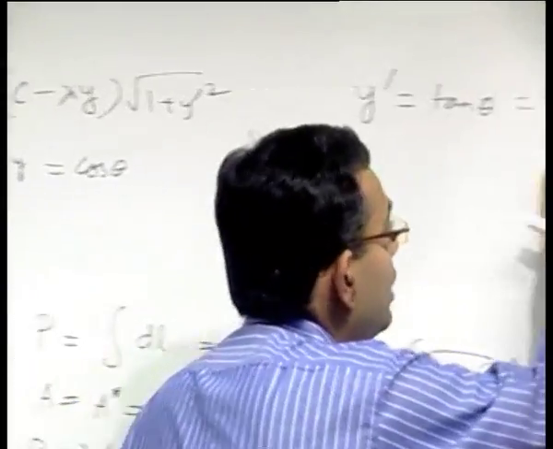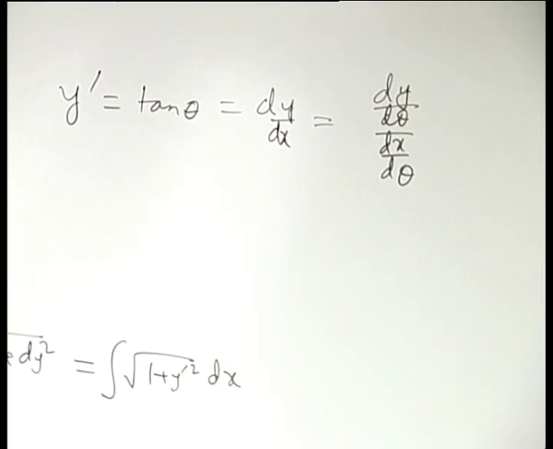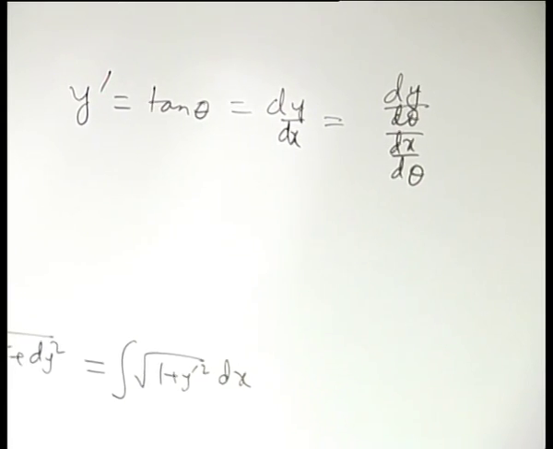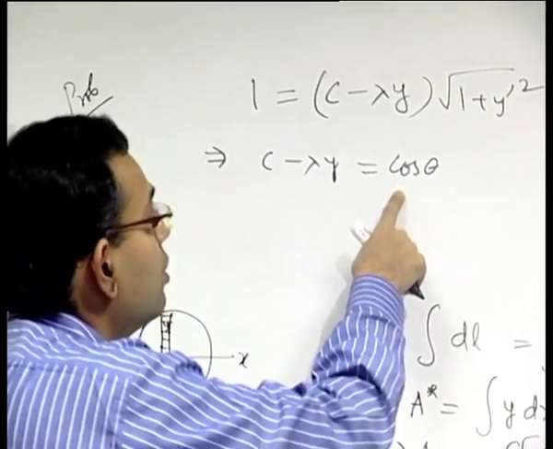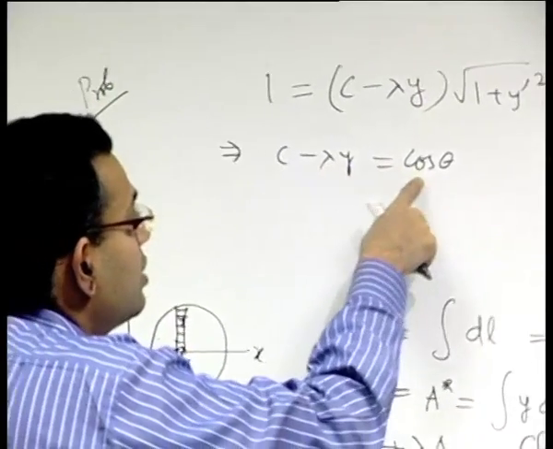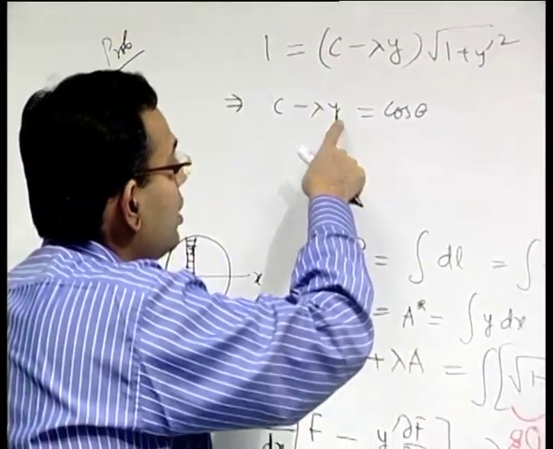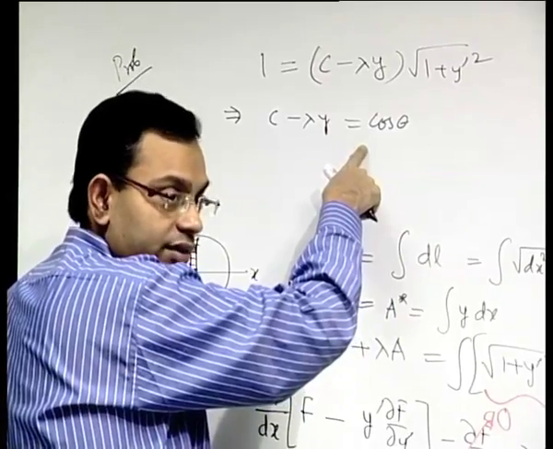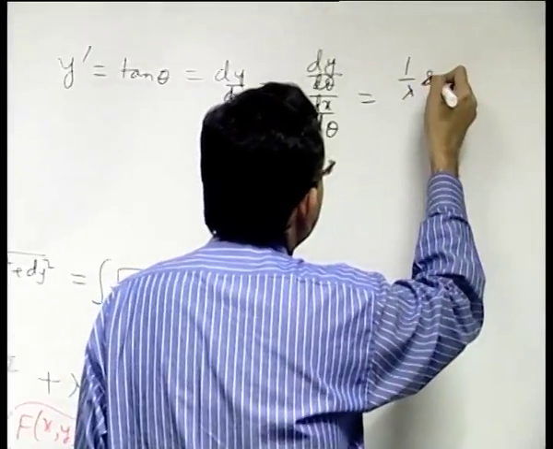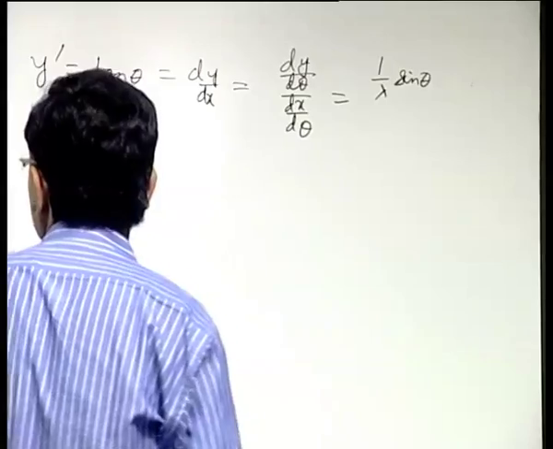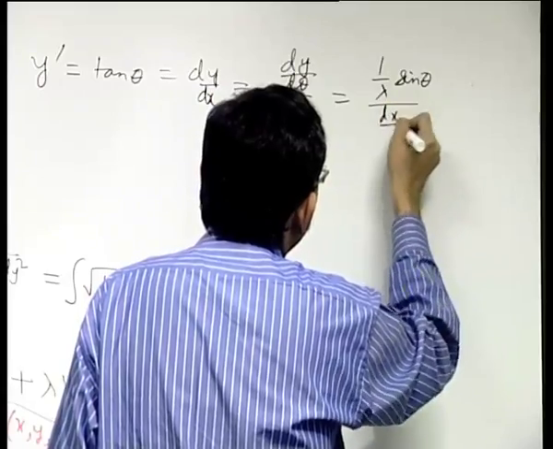So, from here you will get an expression for cos theta. Similarly, what do you get from here? So, dy d theta you can write as minus 1 by lambda or cos theta. So, that minus and this minus will cancel. So, dy d theta will be 1 by lambda sin theta. Since you know y, you can write dy d theta and divide by dx d theta.